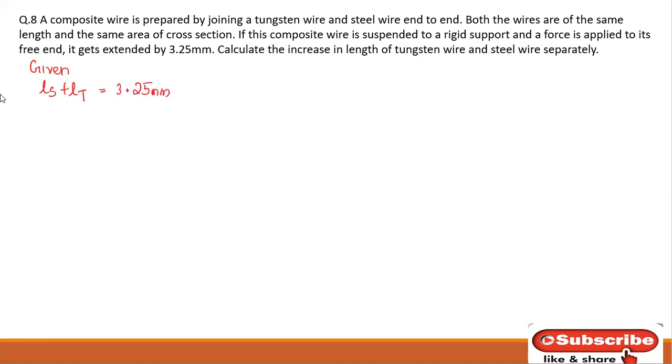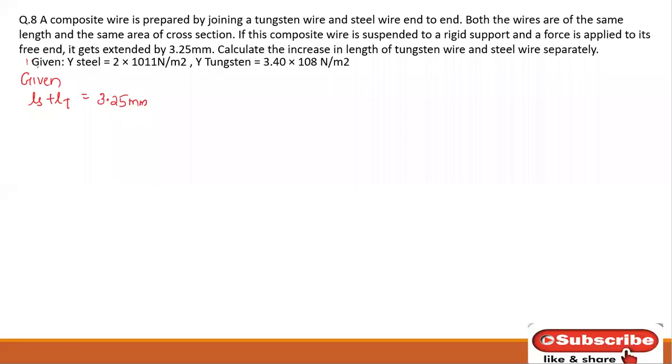And Young's modulus of steel is 2 into 10 raised to 11 Newton per meter square, and Young's modulus of tungsten is 3.40 into 10 raised to 8 Newton per meter square. We want to find out the extension of steel wire and tungsten wire separately.